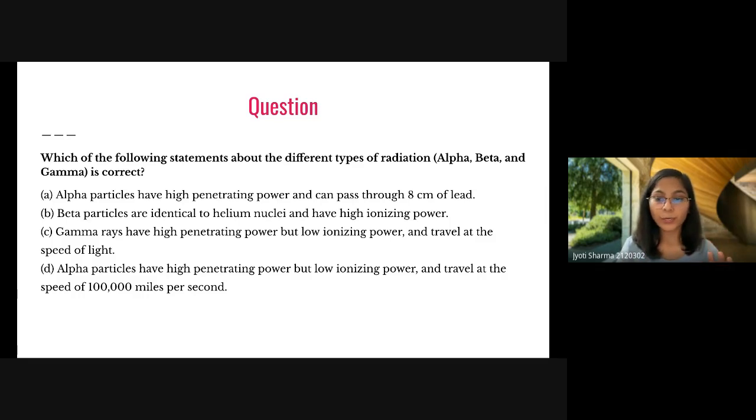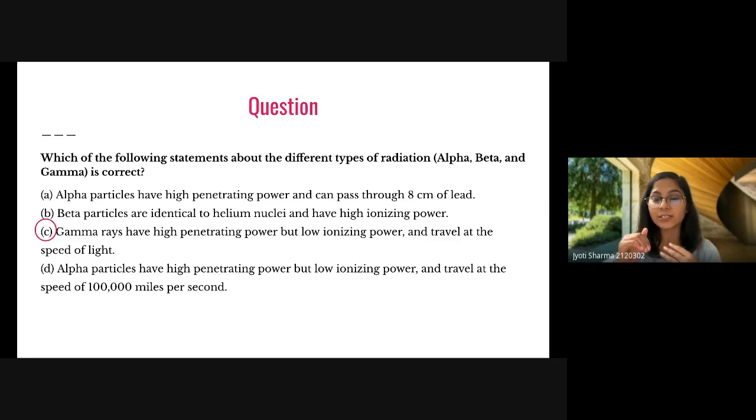Actually, you already know the answer to this, but you have to know the difference between alpha, beta, and gamma. Just keep in mind that gamma has a very intense power, so it has very high penetrating power, right? But alpha is nothing but helium, right? Helium has atomic number two and mass number four, so it has some mass, and it also has some charge.